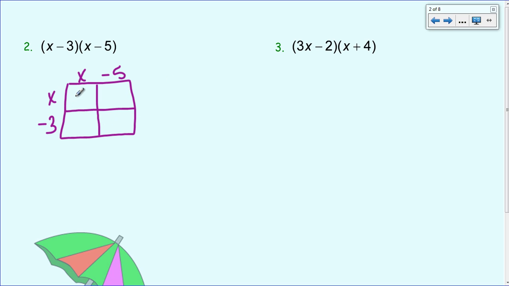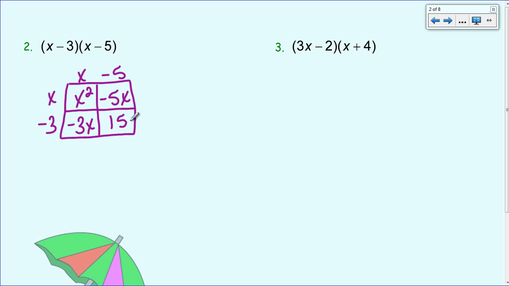Well, x times x makes x squared, so that's what goes here. Then x times negative 5 becomes negative 5x. Do not forget to put the x on that number. It will mess you up if you don't. Then I come down here. Negative 3 times x makes negative 3x here. And then negative 3 times negative 5 makes a positive 15.